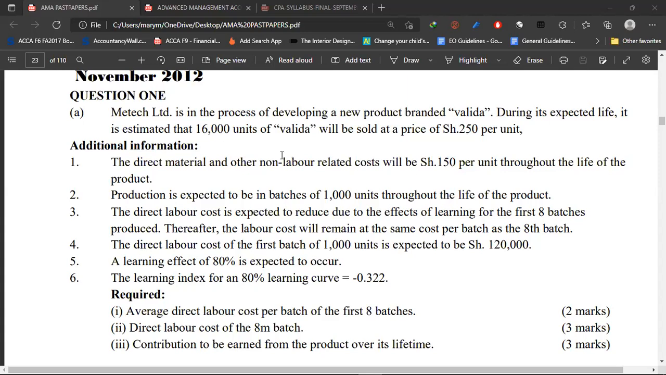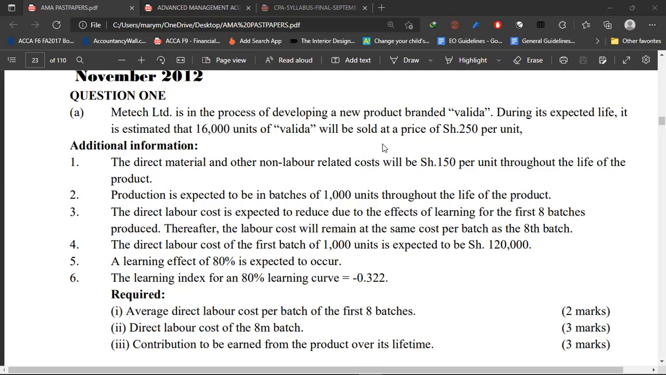November 2012, question 1. Metach Limited is in the process of developing a new product branded Valida. During its expected life, it is estimated that 16,000 units of Valida will be sold at a price of $250 per unit. Additional information: the direct material and other non-labor related costs will be 150 shillings per unit through the life of the product. Production is expected to be in batches of 1,000 units through the life of the product.